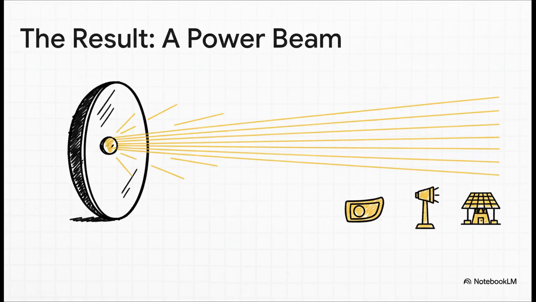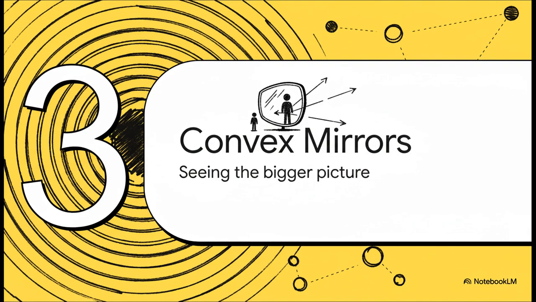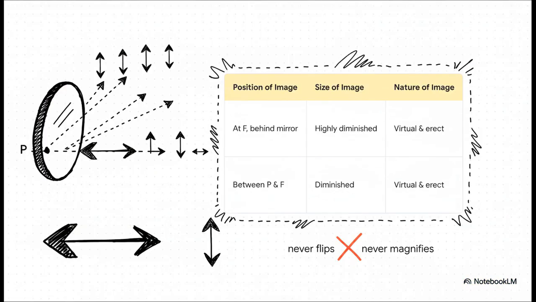It's the same mirror, but used for a totally different, powerful purpose. All right, let's pivot. Time to tackle the other half of our puzzle, the convex mirror. This is the one that bulges outwards, and it's all about seeing the bigger picture. And whoa, look at how much simpler this is. Unlike its complicated concave cousin, the convex mirror is incredibly predictable.